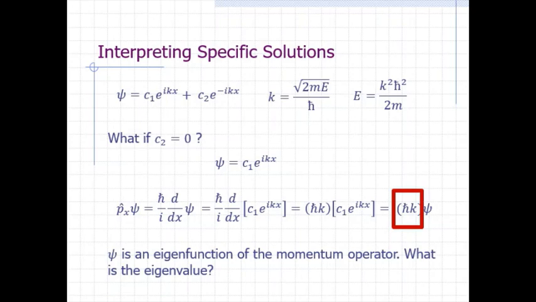Since k is positive, the momentum h bar k is positive. This means the wave function c1 times e to the ikx describes a particle that is moving in the positive x direction, and the magnitude of the momentum is equal to h bar times k. Note that h bar squared times k squared is p sub x squared. To summarize, if psi is equal to c1 times e to the ikx, we can say that the particle has a well-defined momentum and energy.